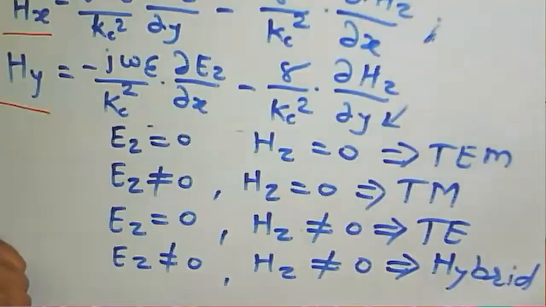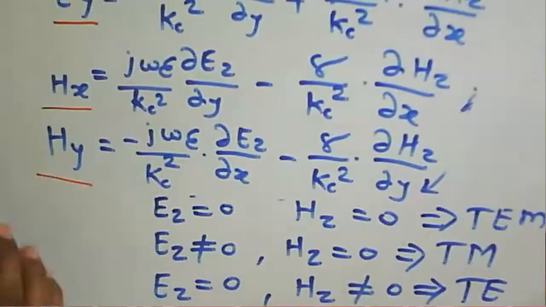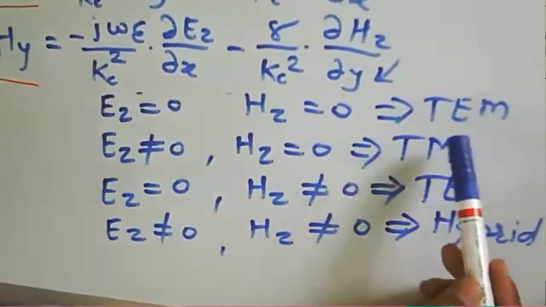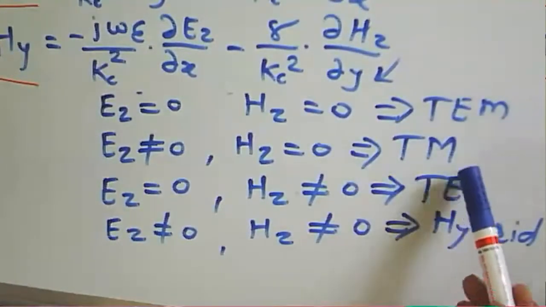So that hybrid wave or mixed wave means what? We can say that it has a TE component as well as a TM component. So your wave is propagating through the guide. It is a combination of TE and TM that is propagating through the waveguide. So now with this, the important things are TEM, TE, TM and hybrid.